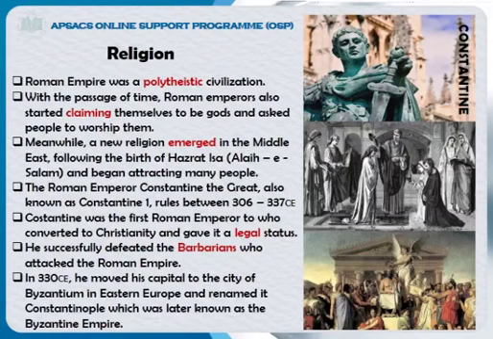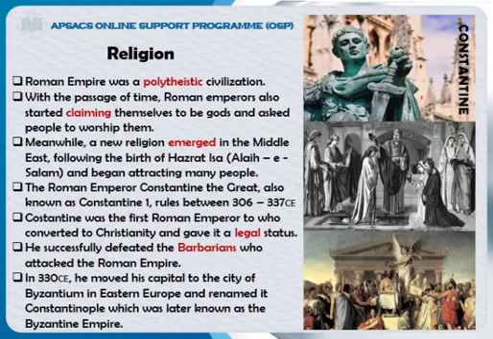The Roman Emperor Constantine the Great, also known as Constantine I, ruled between 306 to 337 CE. He became the first Roman emperor to convert to Christianity and gave Christianity a legal status. He granted land to the clergy and built many churches. He successfully defeated the barbarians who attacked the Roman Empire.